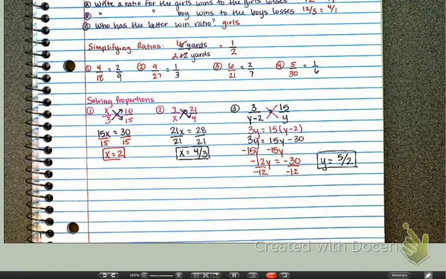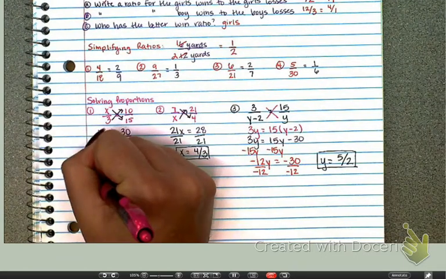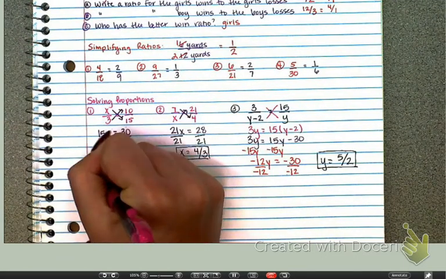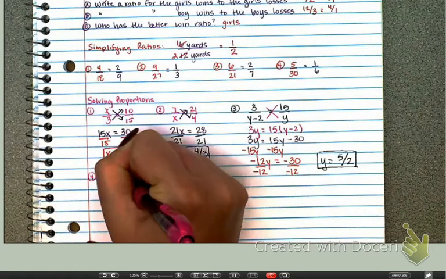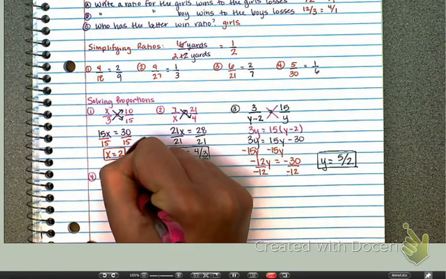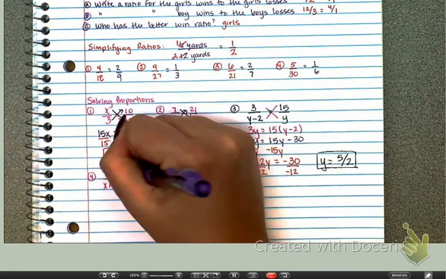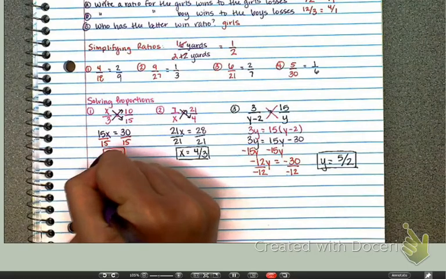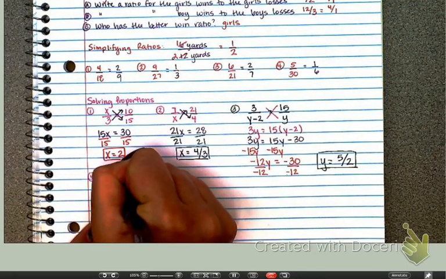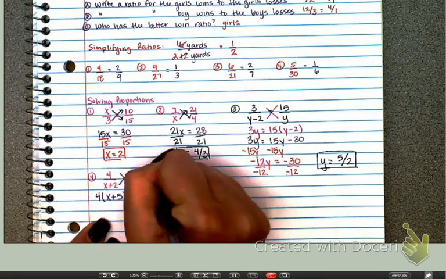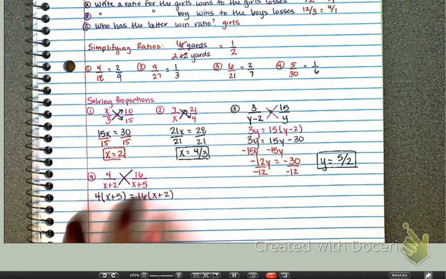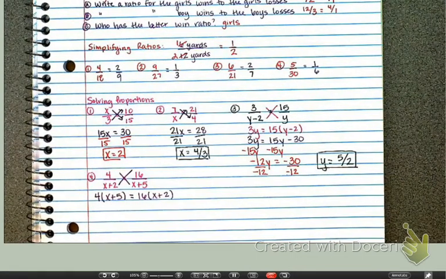Last problem I would like you to try on your own and or with your group. 4 over x plus 2 equals 16 over x plus 5. So take a second, and with your group, I would like you to solve for x. All right, if I cross multiply, you have 4 times x plus 5 equals 16 times x plus 2. If yours are switched, that's okay. You're going to get the same answer.